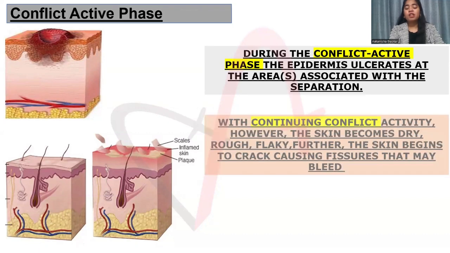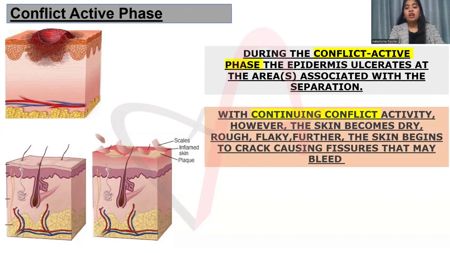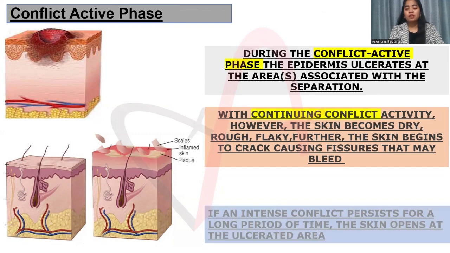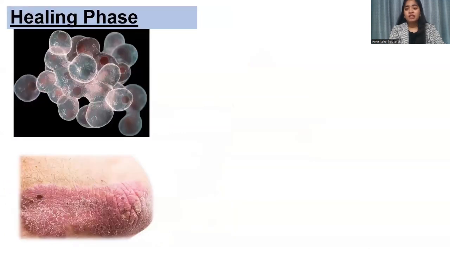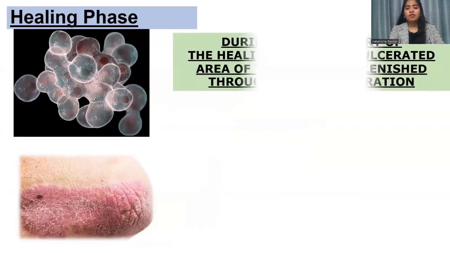So what happens in the conflict active phase? The epidermis ulcerates at the area associated with the separation. With the continuing conflict activity, the skin becomes dry and rough, and begins to crack, causing fissures that may bleed. If the intense conflict persists for a long period of time, the skin opens up at the ulcerated area.